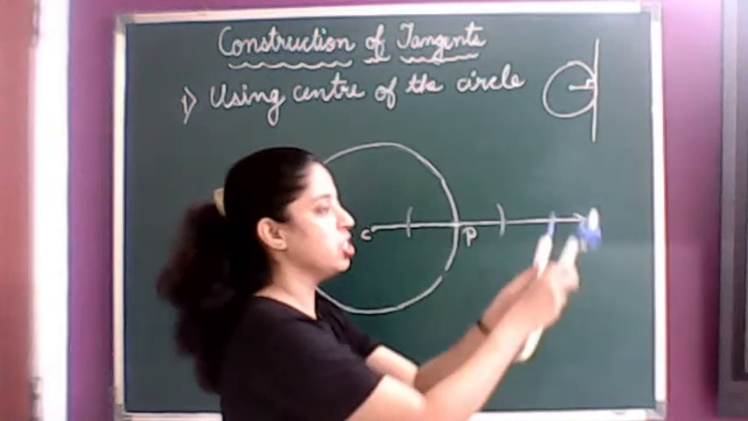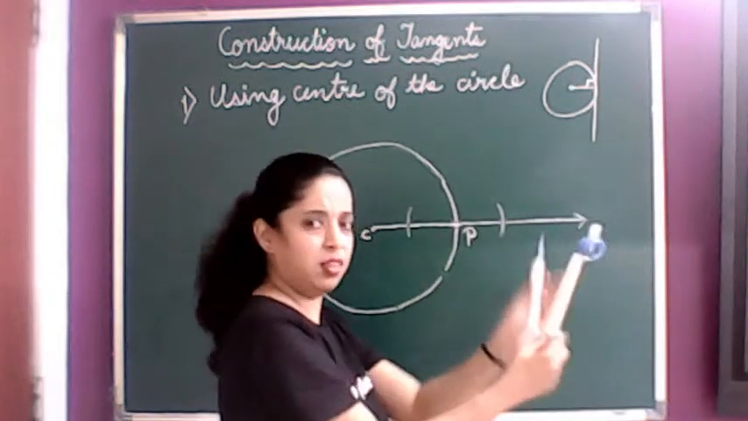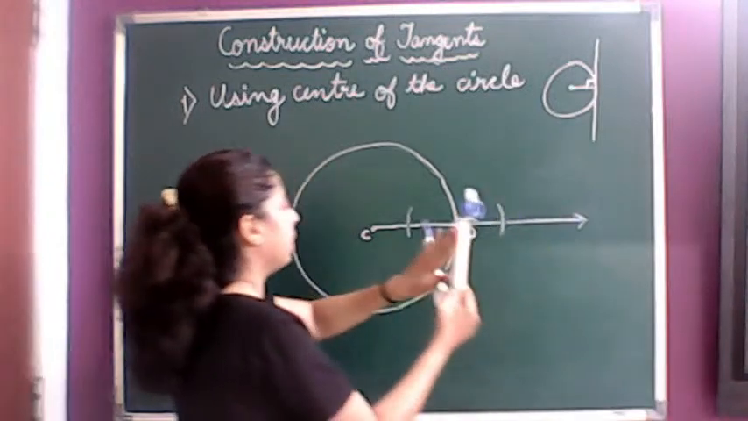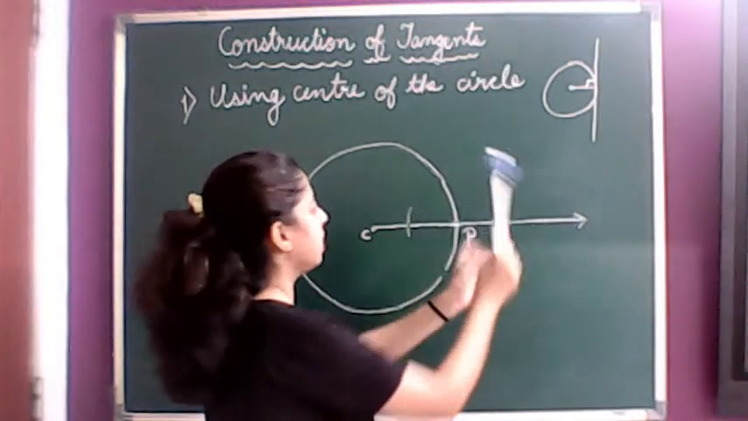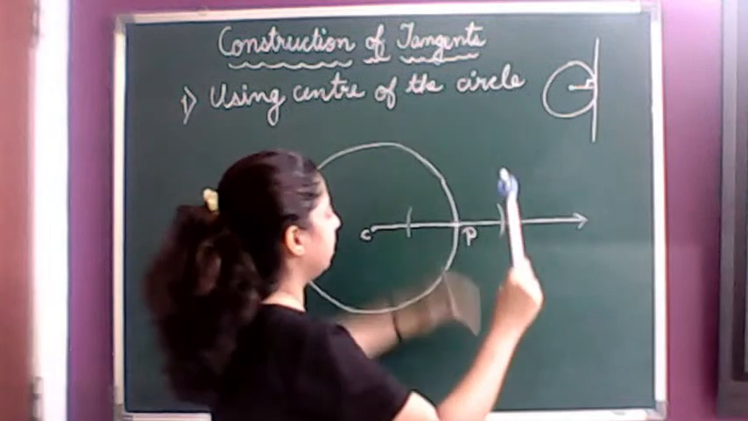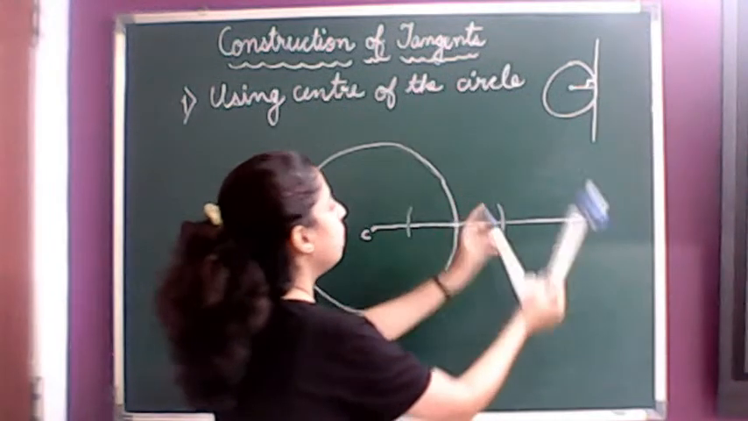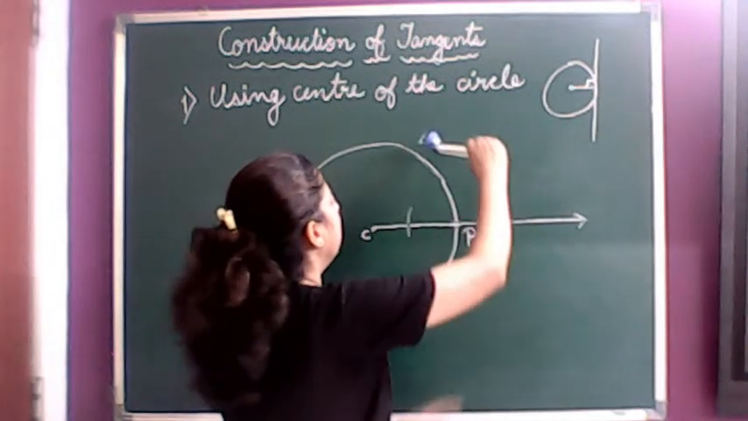Now you can change this measure. You can extend it, or you can keep it the same. I have extended it so that my arcs are a little far. Now keeping the pointer at this point, draw an arc here.